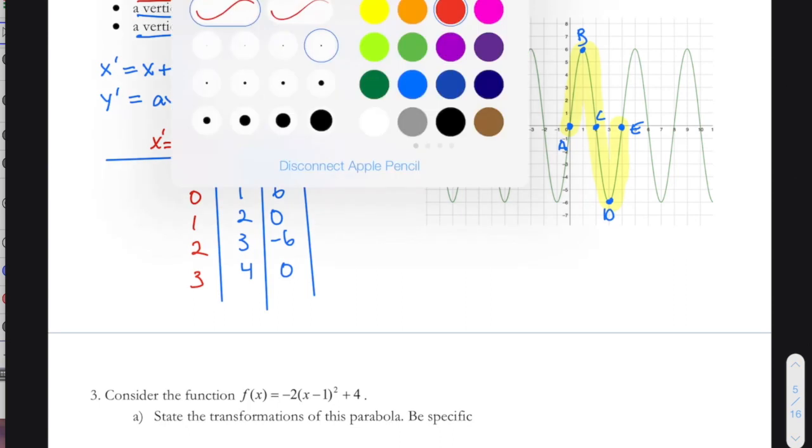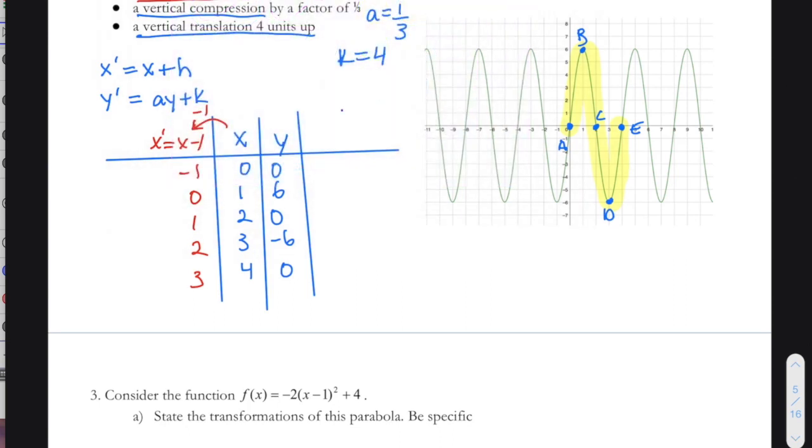And then I'm going to add another column here. So at first, I want to multiply by ay. I know a is 1/3, and I know 1/3 times 0 is 0. 6 times 1/3 is 2, 0, -2, 0. And then to get ay plus k, what I want to do is take this value and just add 4 to it.